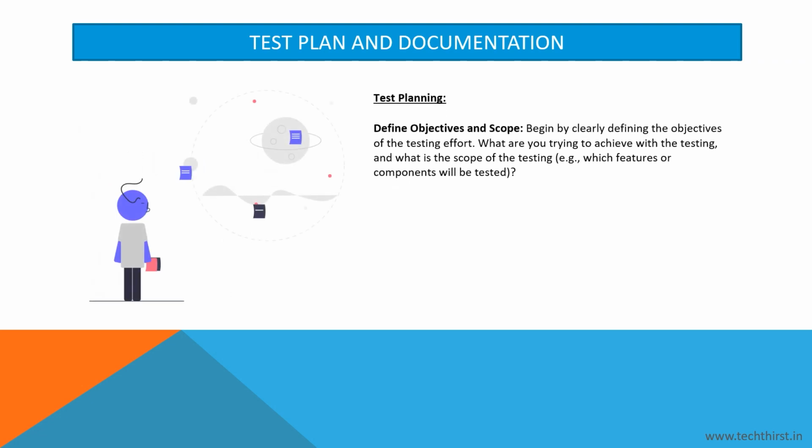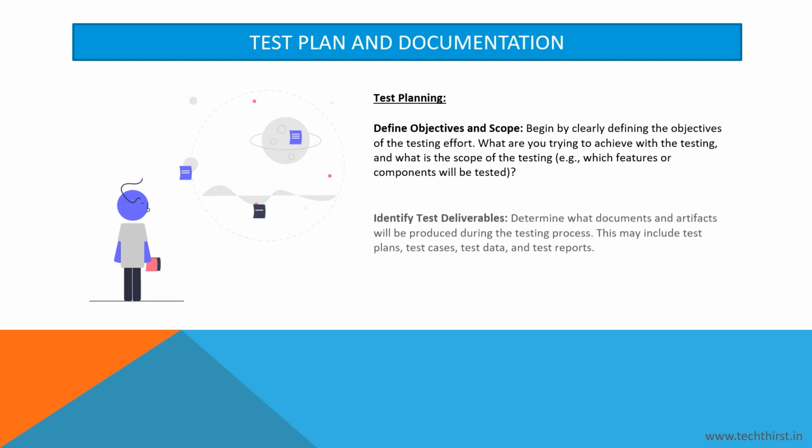Test planning contains: define objectives and scope. Begin by clearly defining the objectives of the testing effort. What are you trying to achieve with the testing, and what is the scope of the testing, e.g., which features or components will be tested?